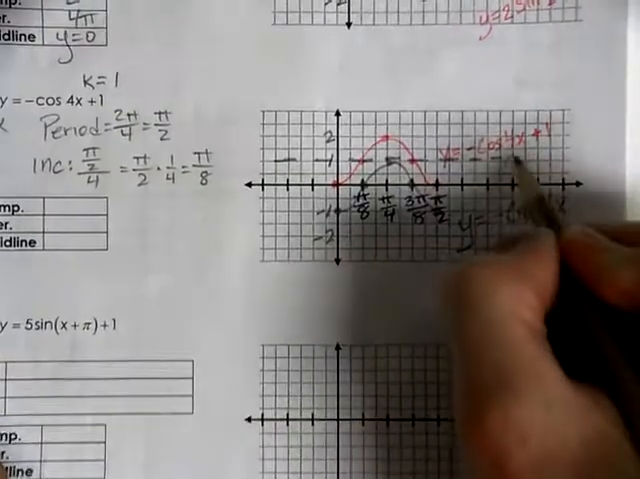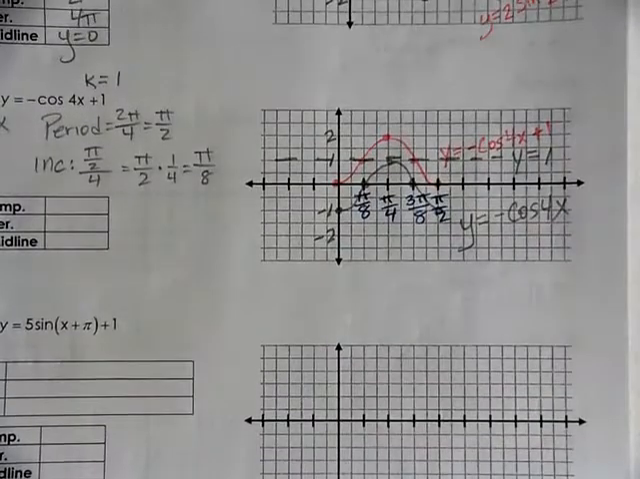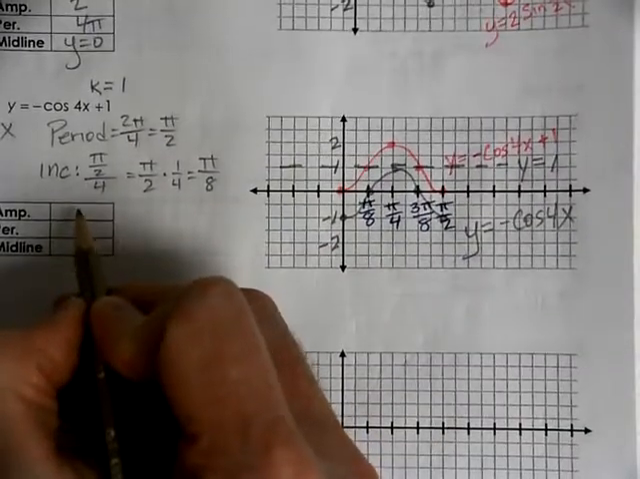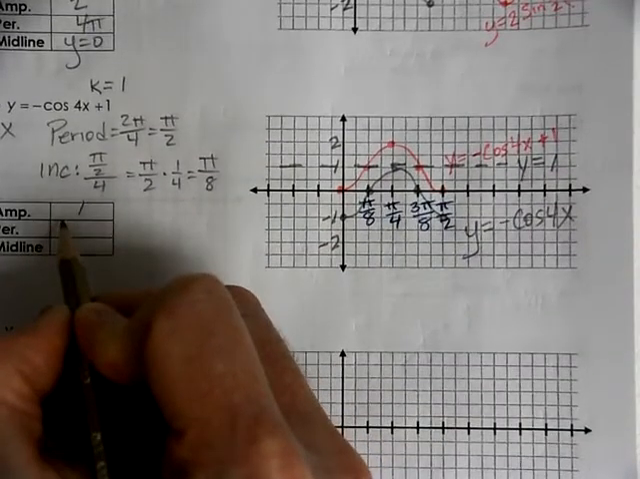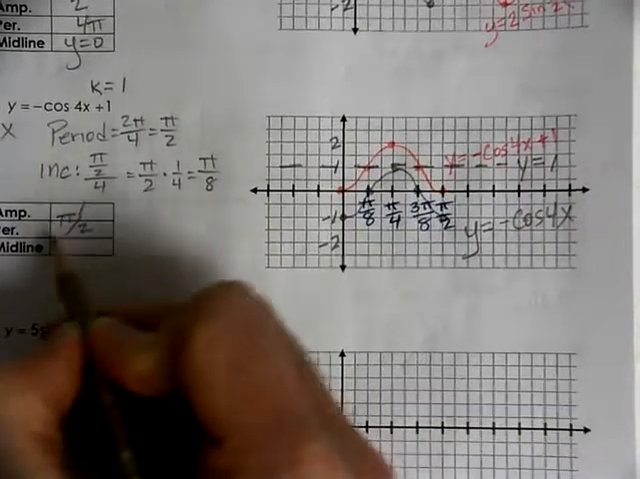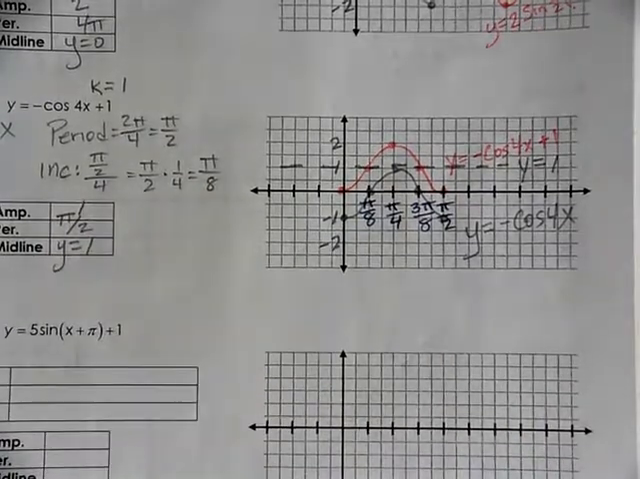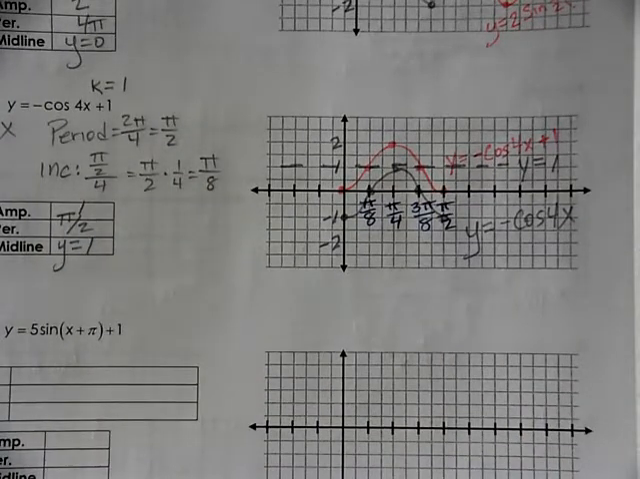Our midline, y equals 1. The amplitude is 1. The period we know is pi over 2. And the midline was y equals k, which is y equals 1.